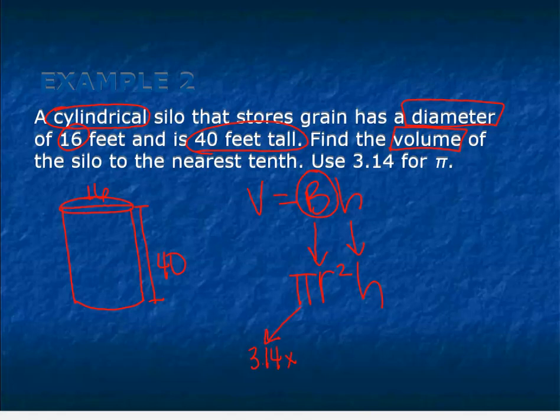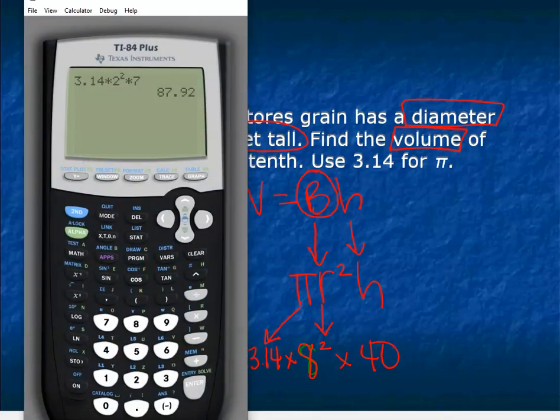Alright, so 3.14. Now, what is the radius? Again, the radius is only half of it, right? The radius is only half. So what is half of 16? It is 8. So 8 squared times my height, which is 40. And again, I put it on my calculator: 3.14 times 8 squared times 40.